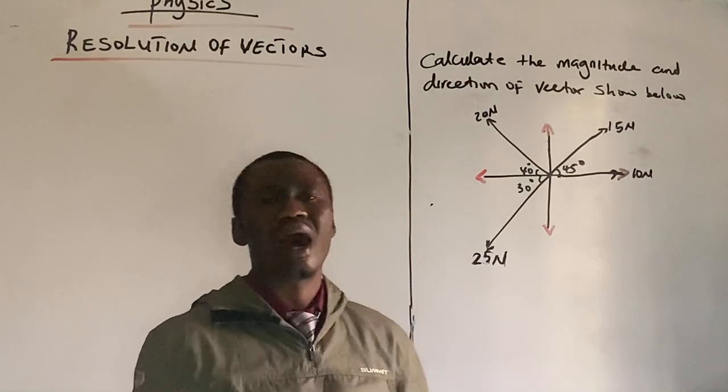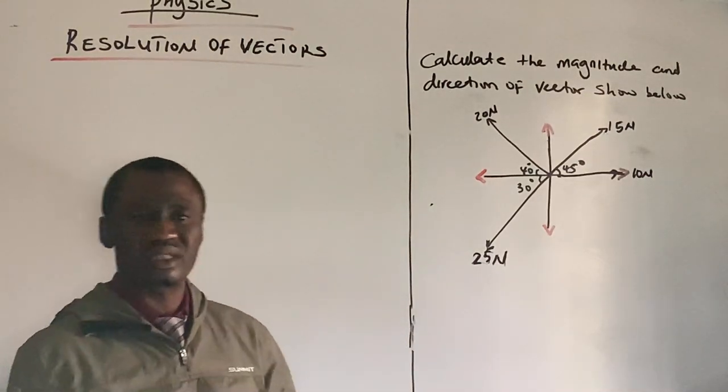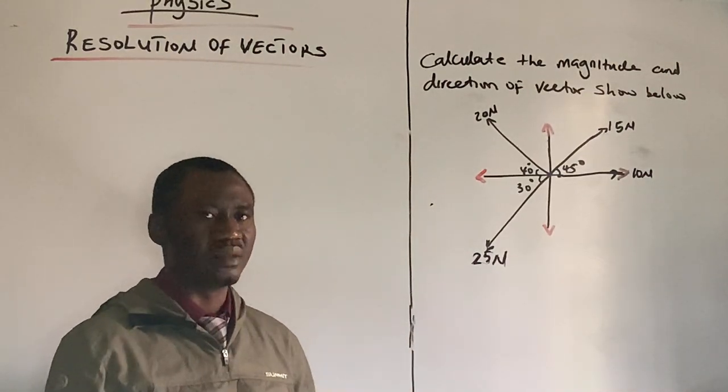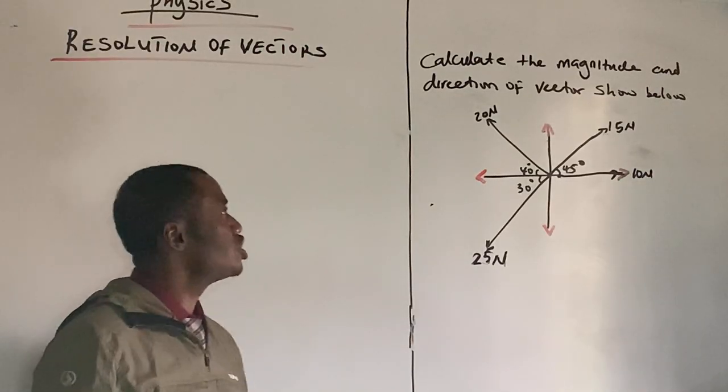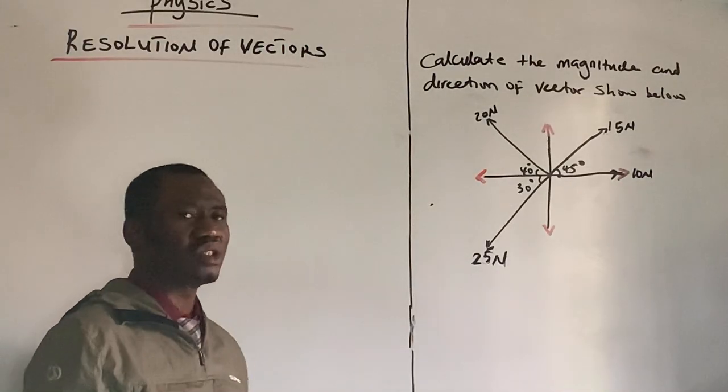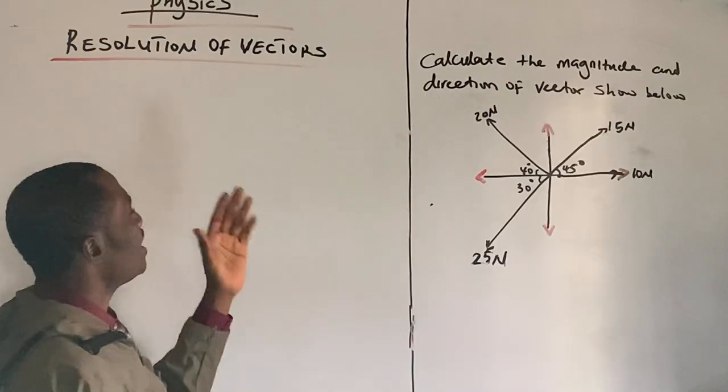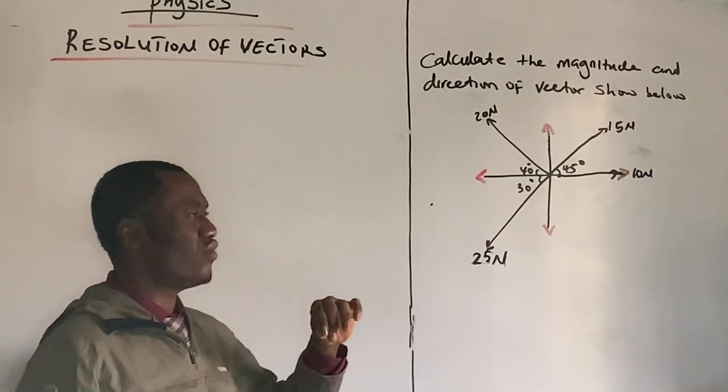In this video, our primary aim is to keep it simple and easy. We are asked what is the magnitude and the direction of the vector shown below. We're looking at the resolution of vectors.